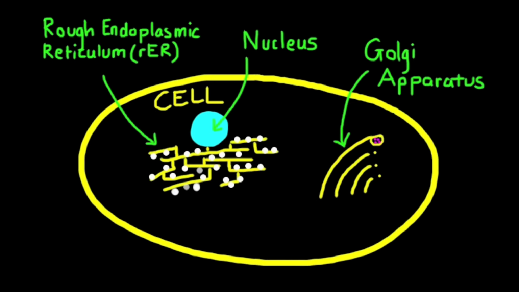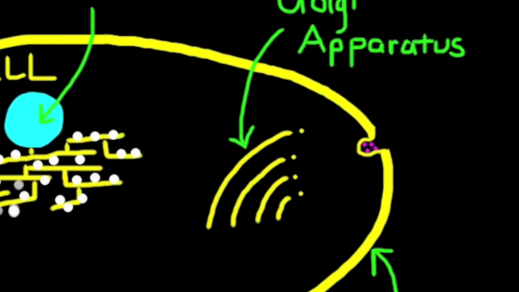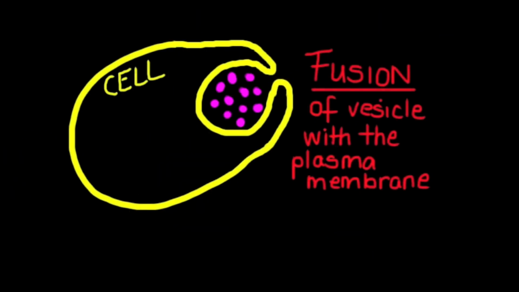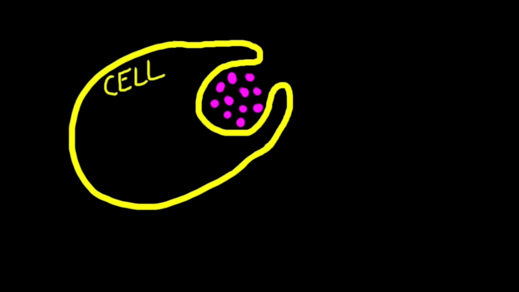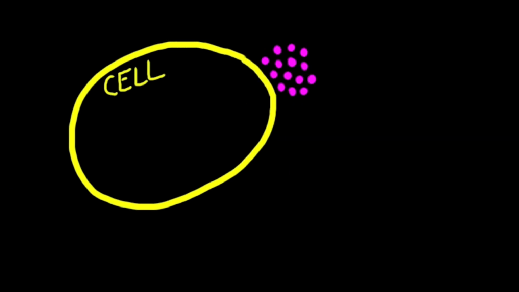A new vesicle is then formed from the Golgi apparatus, which migrates towards the plasma membrane, fusing with it and secreting its protein contents outside of the cell. This process is known as exocytosis. Here I've zoomed in more closely for you to see clearly how the fusion of the vesicles with the plasma membrane allows for secretion of materials by this process.